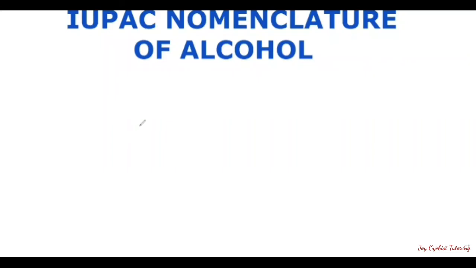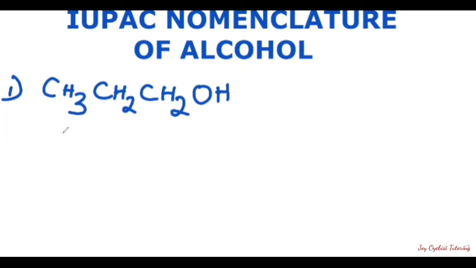In this video, I'm going to be showing you how to name alcohols according to IUPAC nomenclature. Now, the first example here would be to name this compound. Okay, so if we're to name this compound, we follow the general rules of naming alkanes, okay? The difference here is the suffix is going to be "ol" instead of "ane."